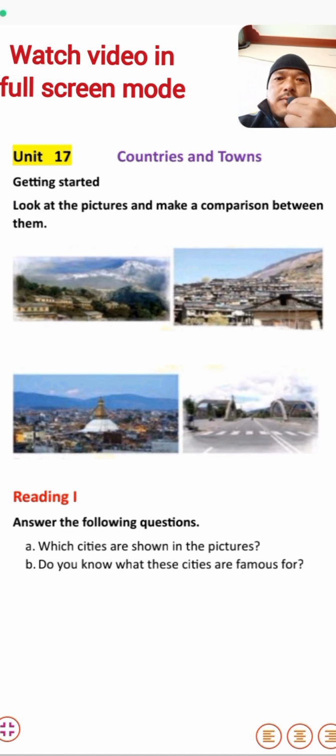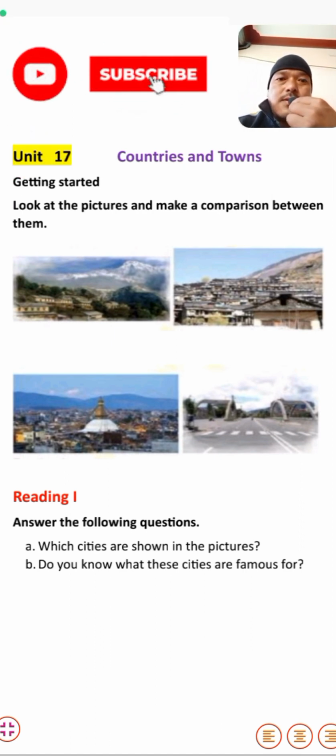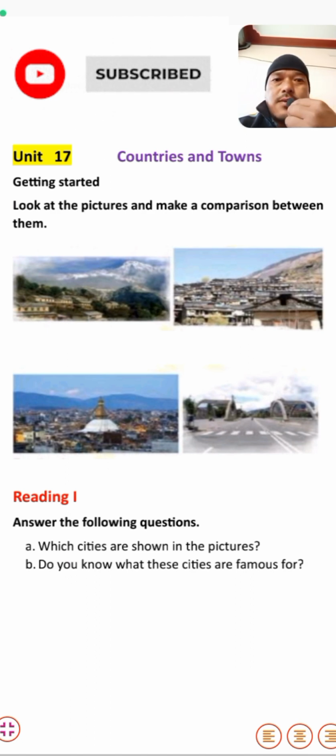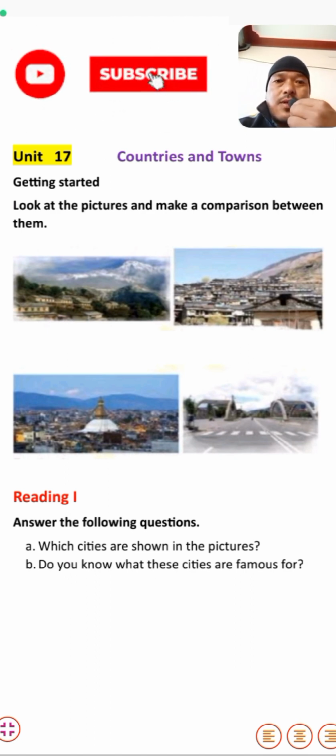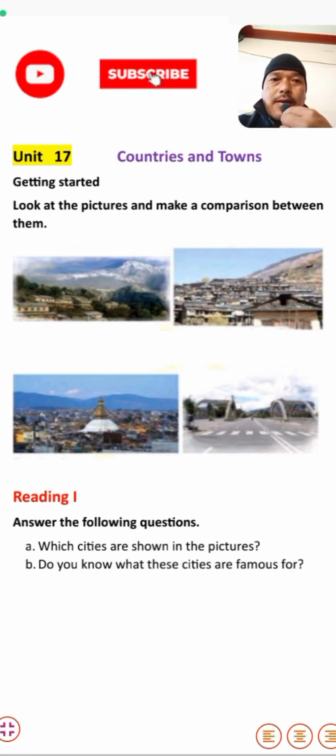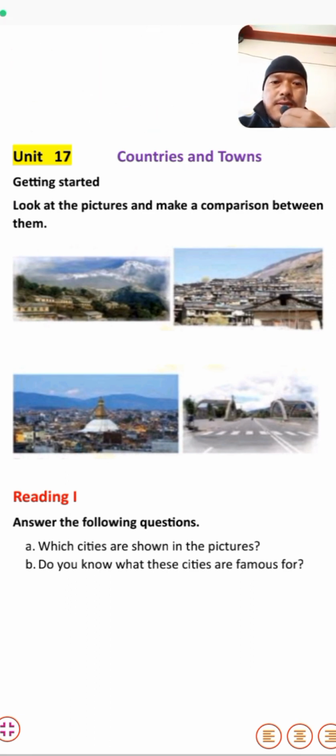Today we are at unit number 17, students, countries and towns. We are going to discuss countries and towns in today's class, and we are going to discuss its reading part first. Before we discuss the reading part, first we have some pictures given here. Getting started: look at the picture and make a comparison between them.